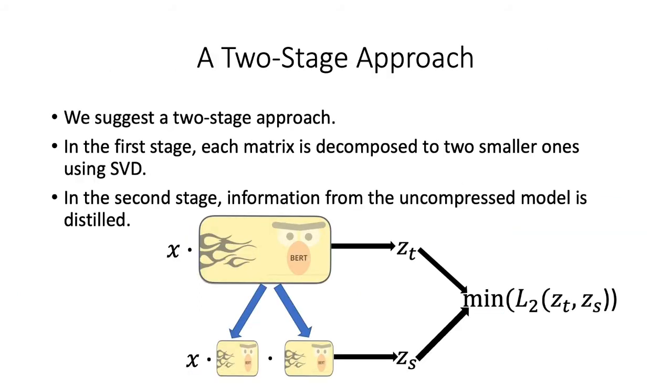So our solution here is composed of two stages. In the first stage, each matrix is decomposed into two smaller ones using SVD. And in the second stage, information from the uncompressed model is distilled into the compressed model.